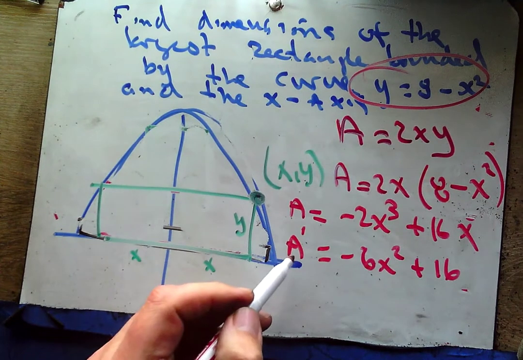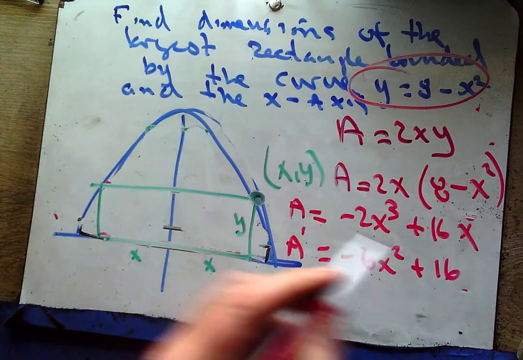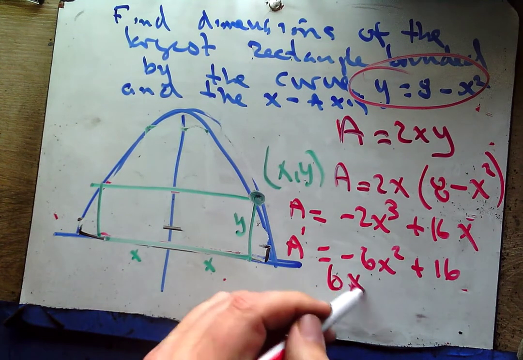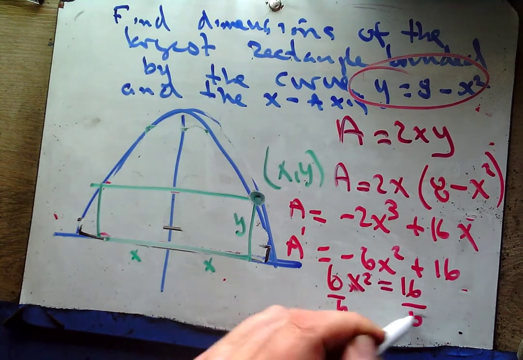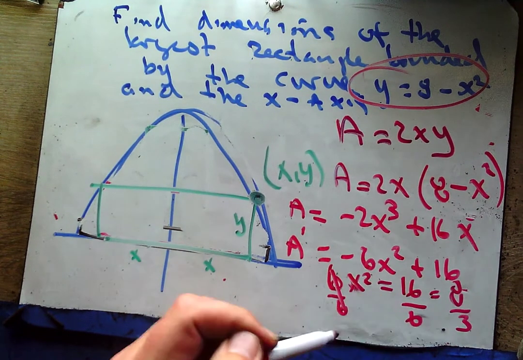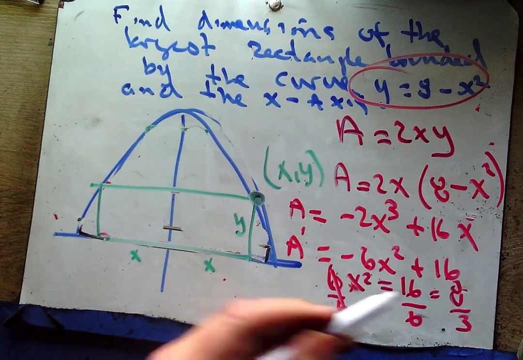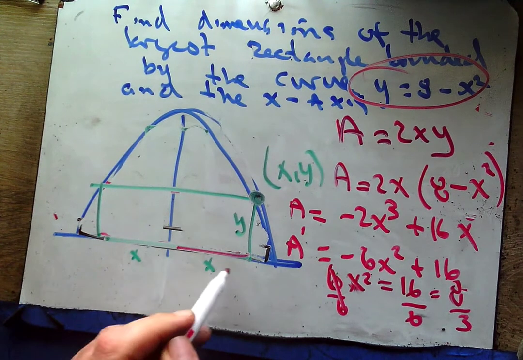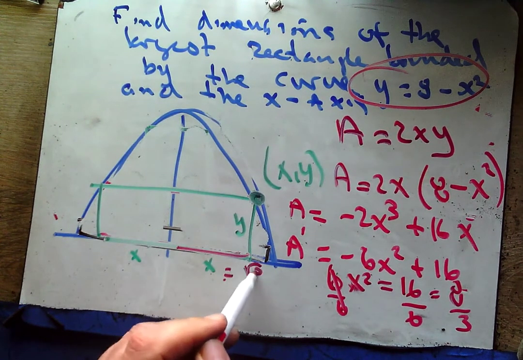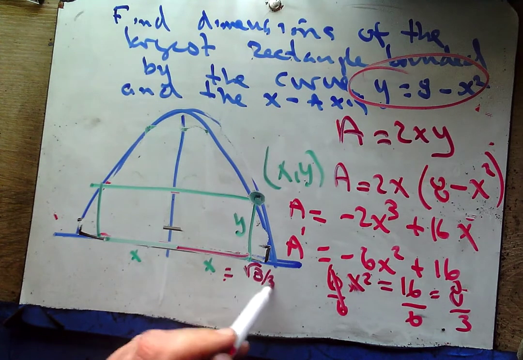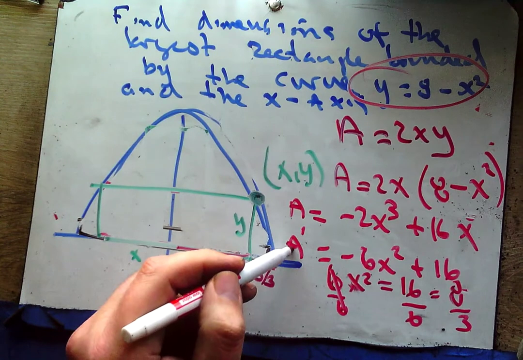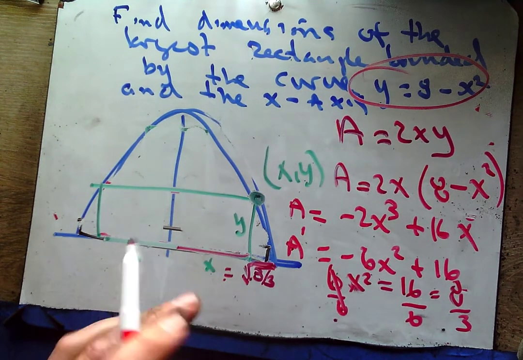And so when does A prime equal 0? Well, A prime equals 0 when this equals 0, which means when 6x squared equals 16. That's x squared equals 8 thirds. So x equals the square root of 8 thirds, or plus and minus the square root of 8 over 3. So this distance is root 8 thirds. That's an A prime equal to 0 value. So that's my critical number.